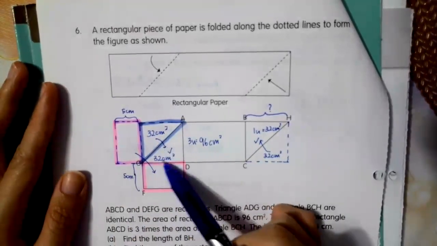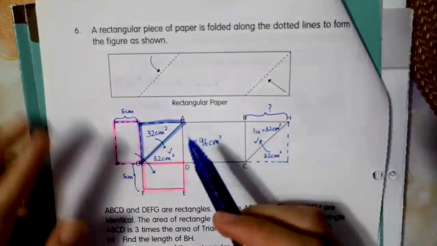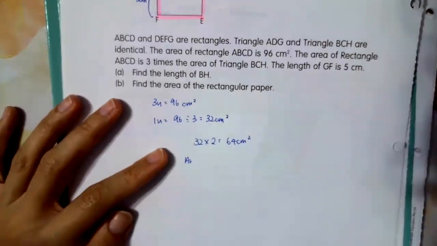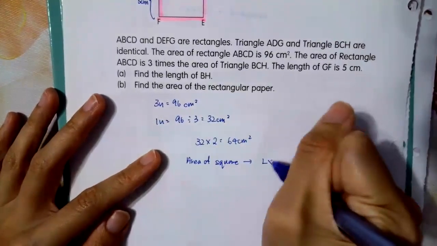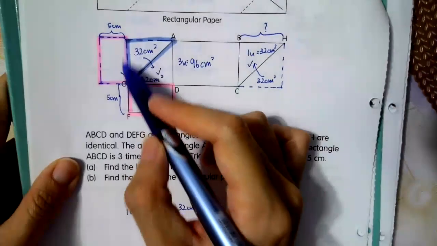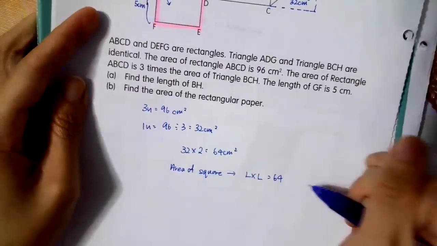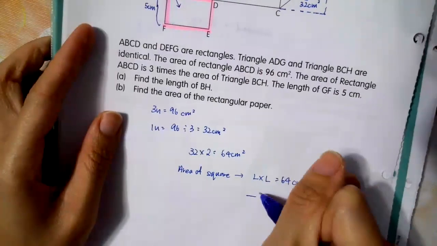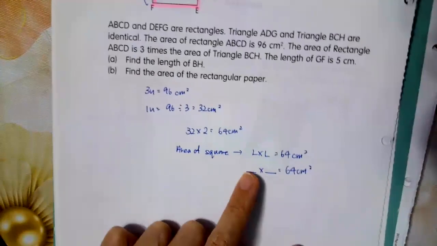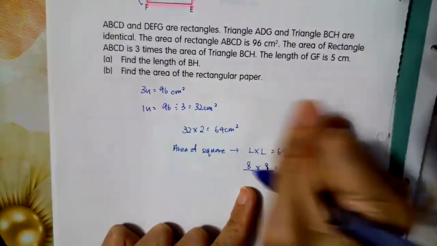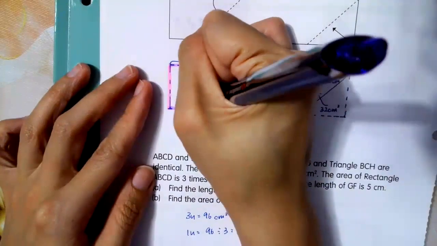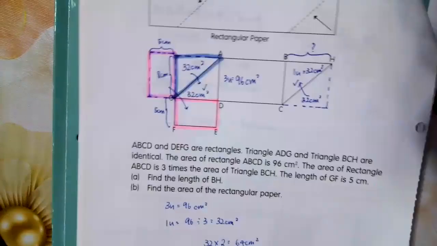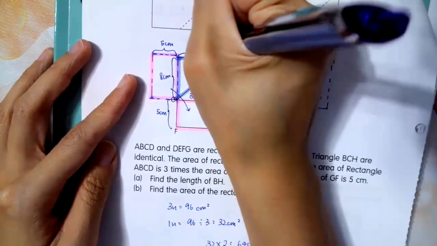So since I know this whole square is 64 square centimeter, and the area of a square is length times length, and it gives me 64 square centimeter, I need to find two numbers that multiply to give me 64. So this would be the length. The answer would be 8 times 8. So I know the 8 is actually the length. So this is 8 cm. And I also know that this will be 8 cm as well.